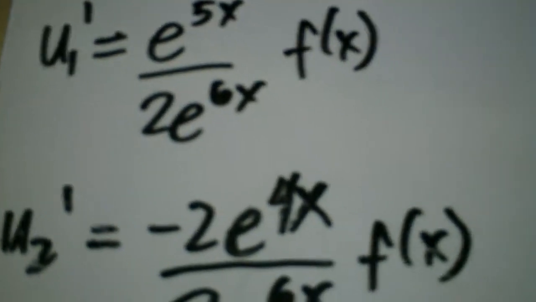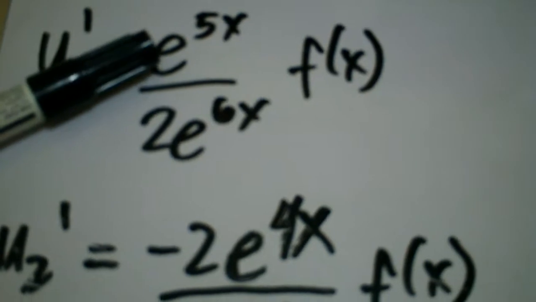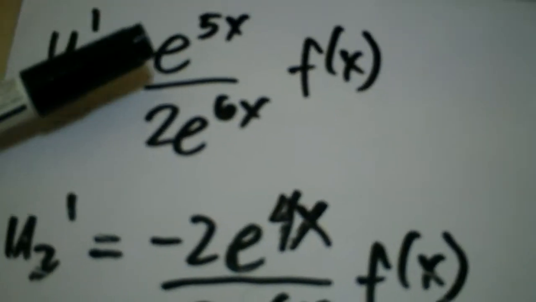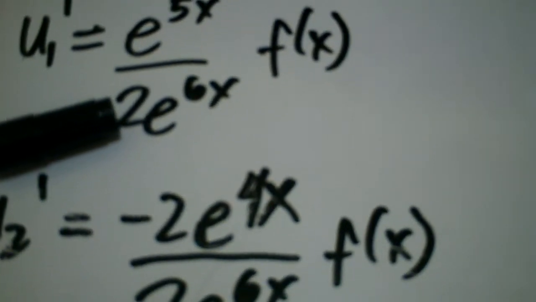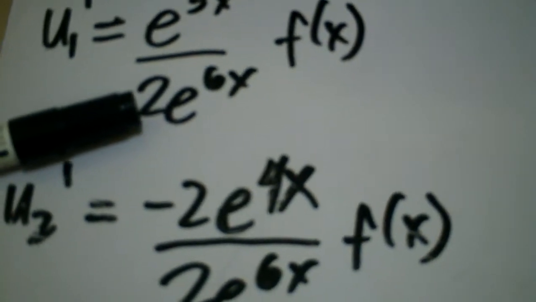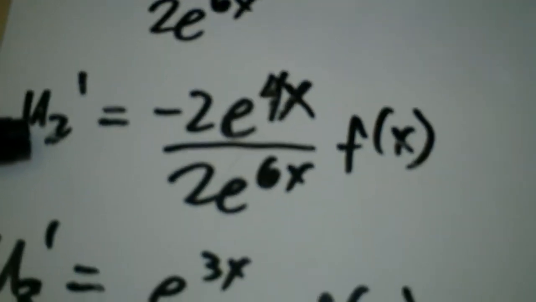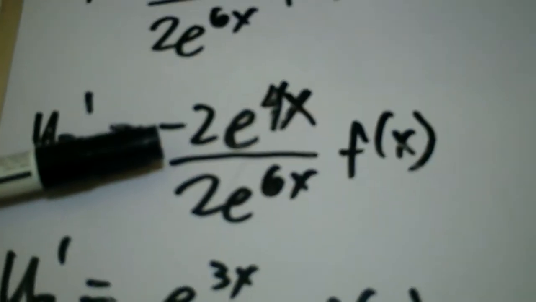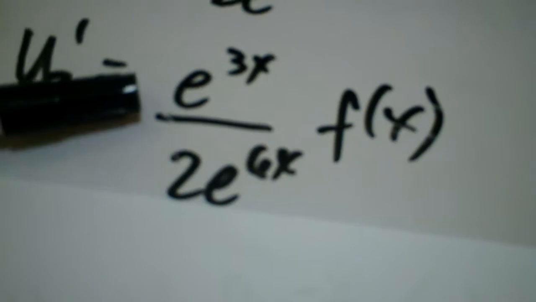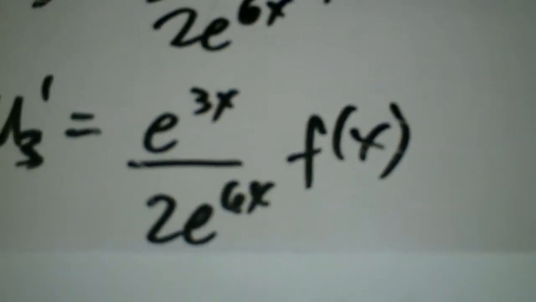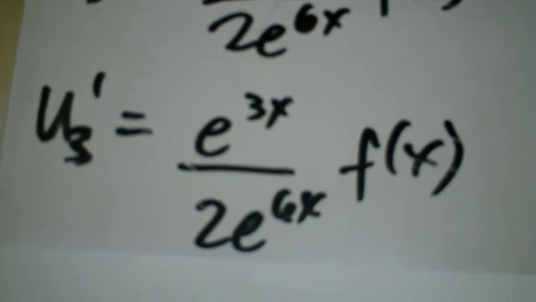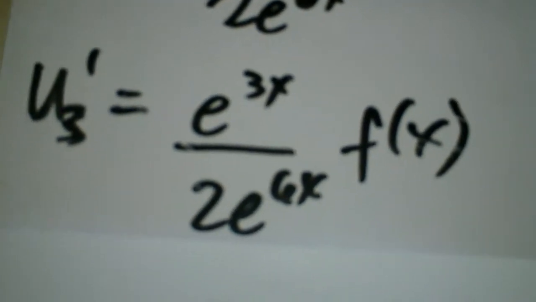So we now have u1 prime equals e to the 5x f of x, from what we got from Cramer's rule, over 2 e to the 6x from our W. u2 prime equals negative 2 e to the 4x f of x over 2 e to the 6x, and u3 prime equals e to the 3x f of x over 2 e to the 6x. So now you will get our u1, u2 and u3.